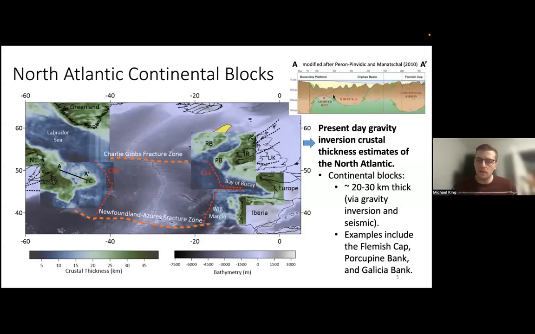So for example, we can see the various features in the Orphan Basin, such as the failed rift in the West Orphan Basin, various crustal highs within the Central Orphan High, and of course the main areas of interest for my talk today, these continental blocks, such as the Flemish Cap.